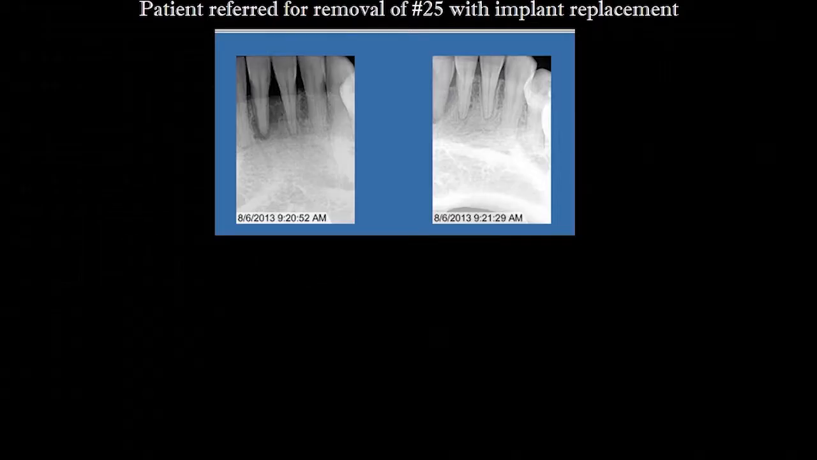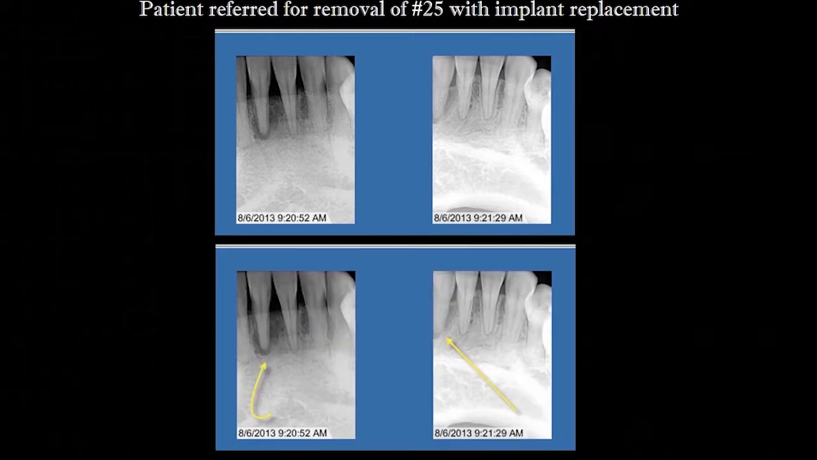And I wouldn't feel comfortable putting in a conventional machine threaded type root form implant in a graft like that. Here's another deal. This patient's referred to remove number 25, implant placement. Anybody see a problem? Looks pretty straightforward. I mean, it's an endodontic lesion, but this is the deal here.